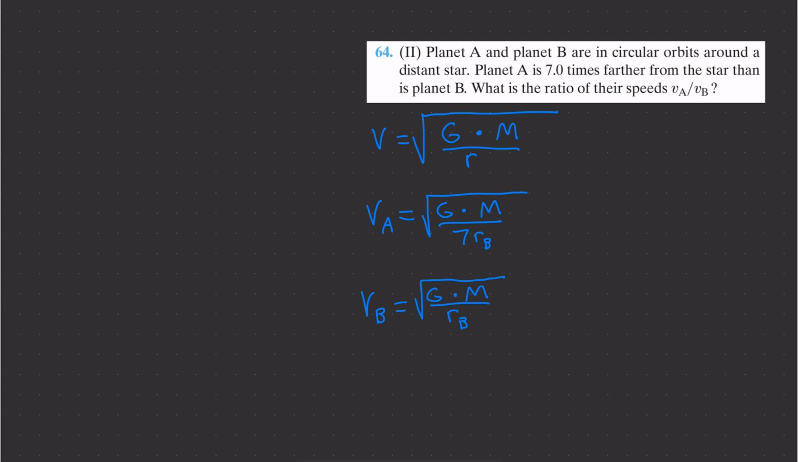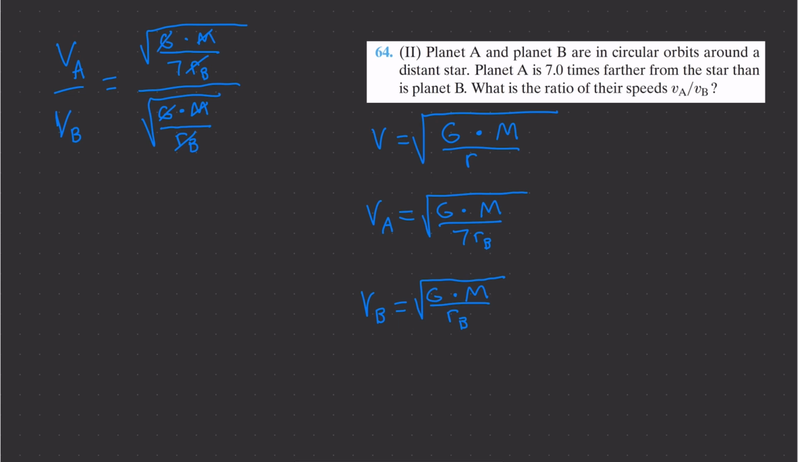All right. So if I want to take the ratio of v sub A over v sub B, then I can set this equal to the square root of capital G times M over 7 times r sub B, all over the square root of capital G times big M over r sub B. And what I'm going to do in this ratio is cancel out everything that's the same on both the top and the bottom. So that means I can cancel out big G and capital M on top and bottom. And then I can also cancel out r sub B because that's also the same on both top and bottom.